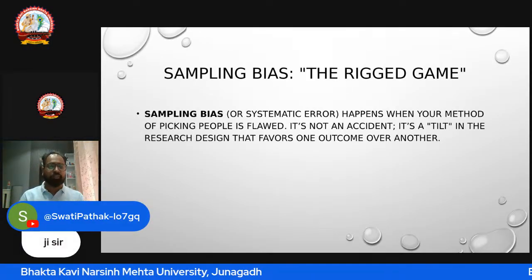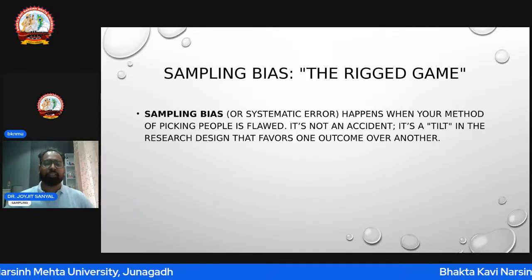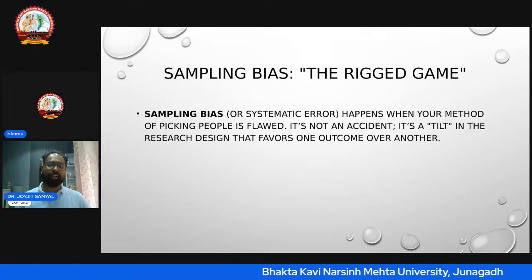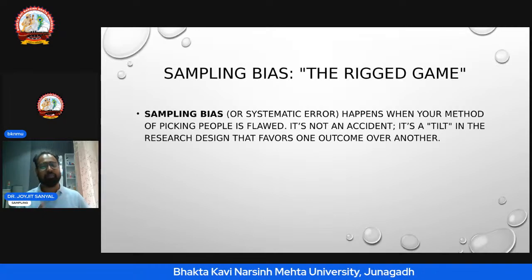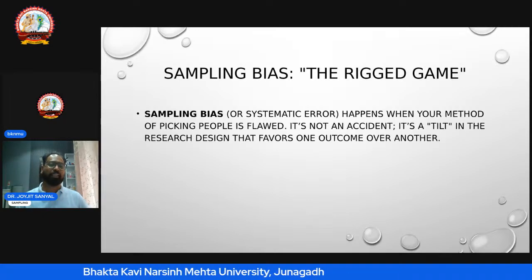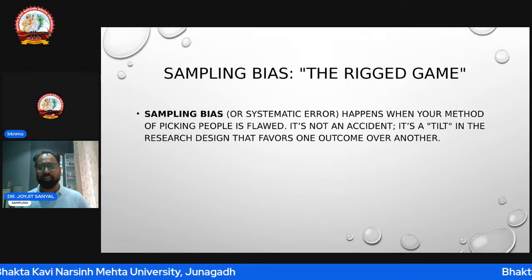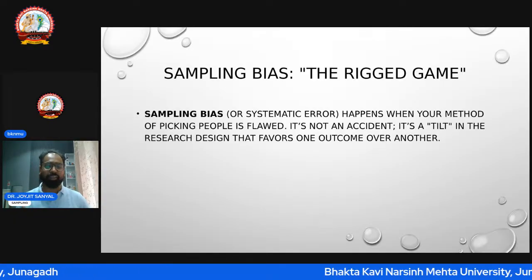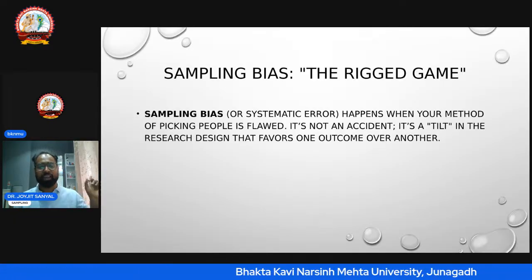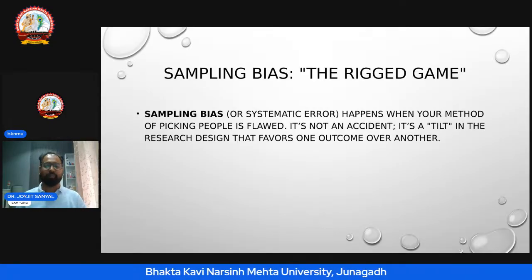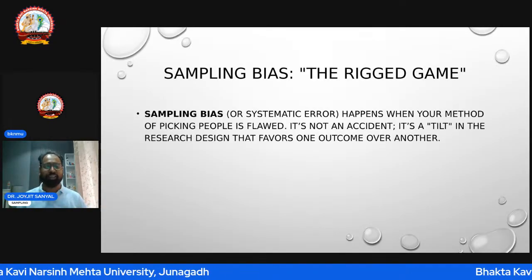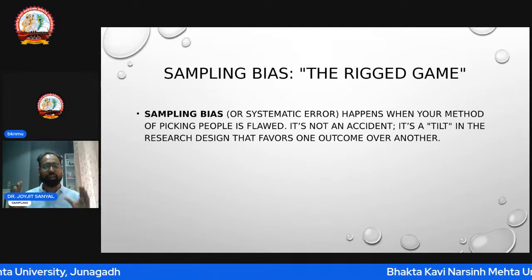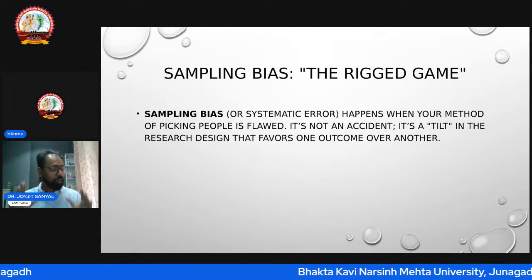Then comes sampling bias, that is the rigged game, right? Sampling bias is a systematic error. It happens when your method of picking people is flawed. That is, it is done deliberately, it is not an accident. Remember, sampling error may happen due to something outside our control, because we are not in control of the population, the sample.